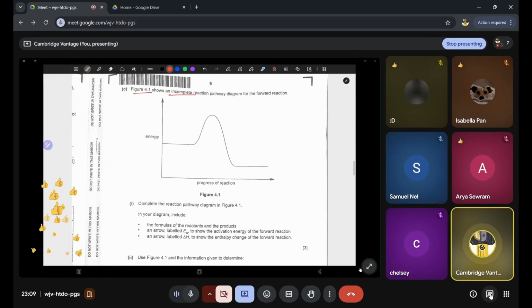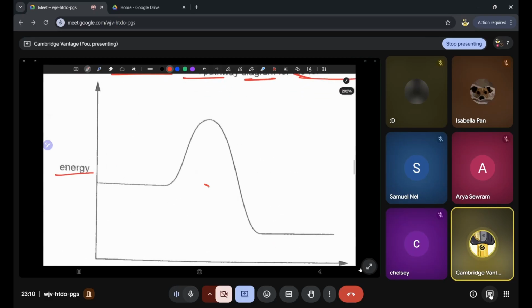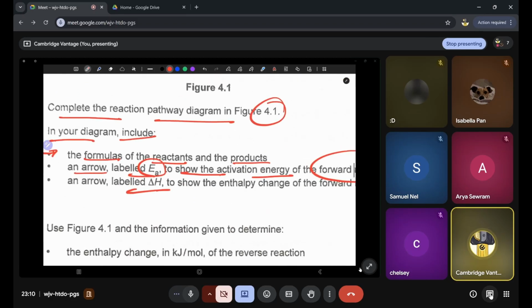Figure 4.1 shows an incomplete reaction pathway diagram for the forward reaction. We have energy, progress of reaction. Complete the reaction pathway diagram in figure 4.1. In your diagram, include the formulas of the reactants and products, an arrow labeled EA to show the activation energy of the forward reaction, and then also show the enthalpy change. So EA is always from reactants to the maximum point. So this is the horizontal level for the reactants. You will draw an arrow like this. You'll label it as EA. That's the first thing.